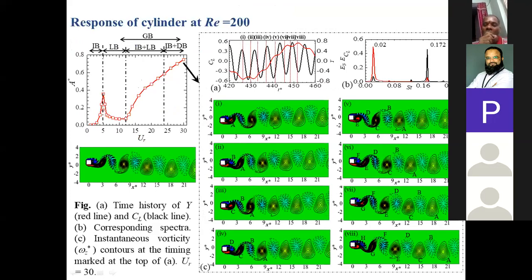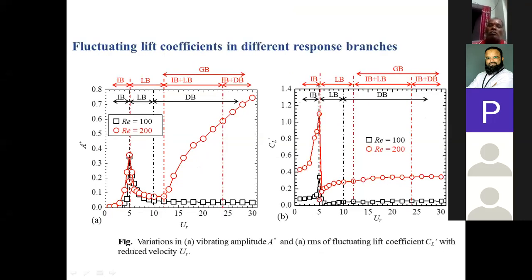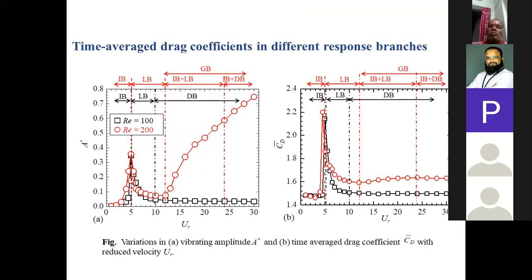Now, if you put this upstream stationary cylinder in front of this vibrating cylinder, what is the effect on the vibration of this downstream cylinder? This is a single cylinder. First, I told you that based on the amplitude and the phase lag between the amplitude and the lift signal, we classify these different branches here. This is the average drag force acting on that. I would directly come to this point.